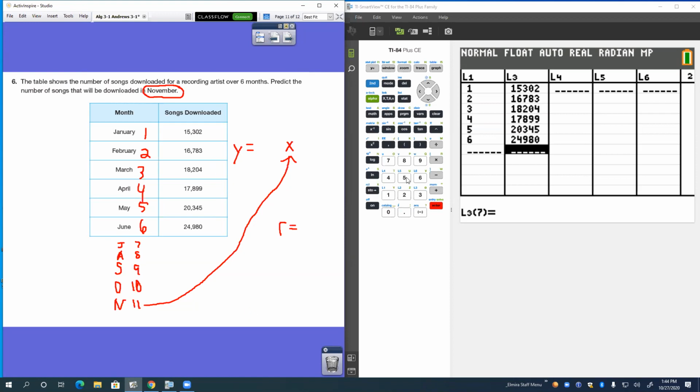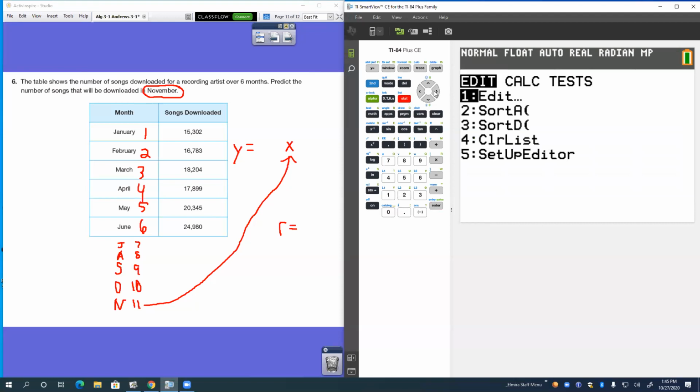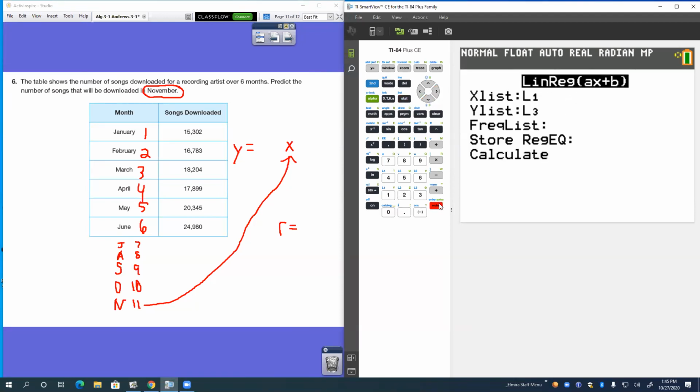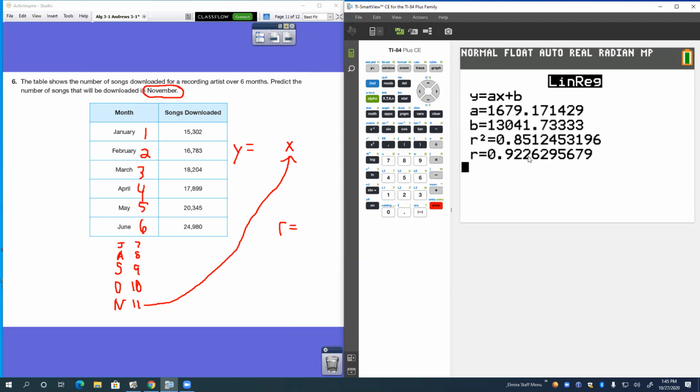So when we take a look at this, all right, I typed in my data for 1 through 6. I typed in all my songs downloaded. All right, so we're going to go to stat and calc, go down to number 4. And so when I look at this, I am going to round to the nearest whole number. So I have y equals 1,679 in front of my x, because that's my a value.